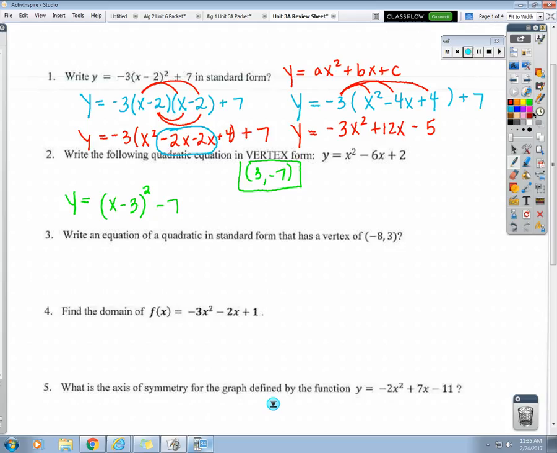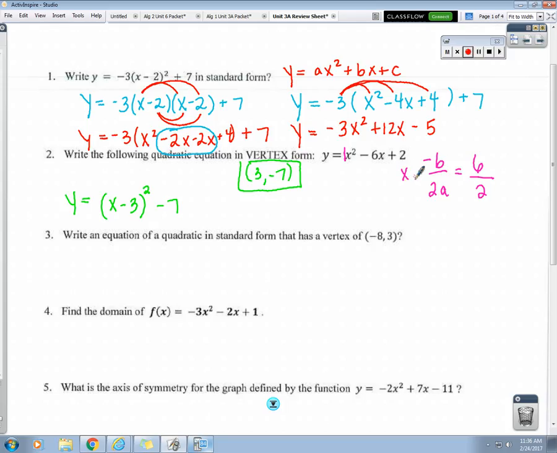Okay, here's another way to do it. You could do negative b over 2a. What is your current b value in this equation? A negative 6. So won't that become a negative 6, which is just 6? And then what's your current a value? Your current a value is 1. Isn't that a 1x squared? So 2 times 1 is 2. Okay, and x equals this. So x equals 3. Well, didn't we find that by graphing it?